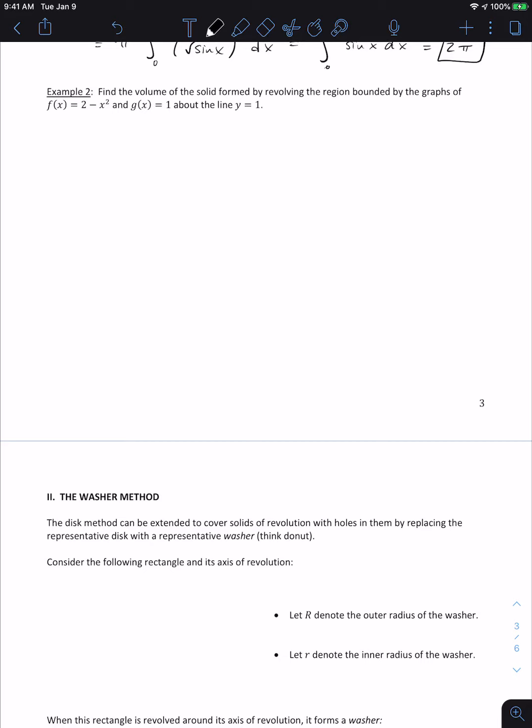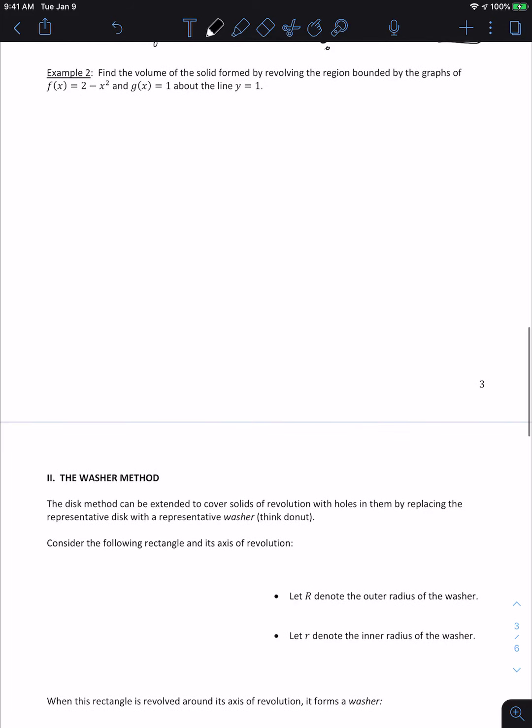In this video, we're going to pick up where we left off in section 7.2. So let's finish this last example for the disk method. We want to find the volume of the solid formed by revolving the region bounded by the graphs of f of x equals 2 minus x squared, g of x equals 1, about the line y equals 1.